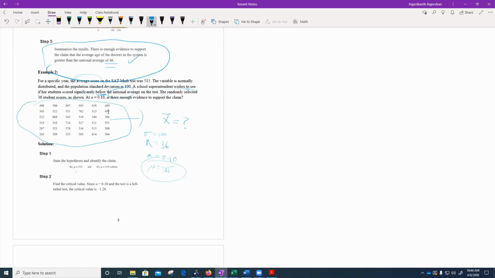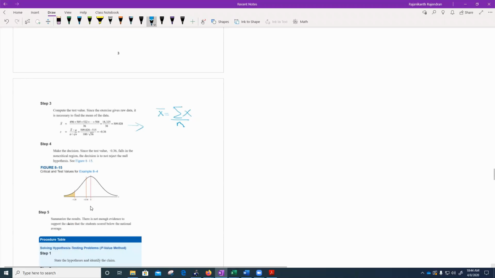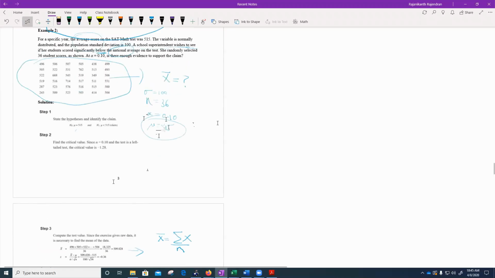Therefore, my hypothesis is now less than because of below, right? So this is going to be what kind of test now? If you see the less than sign, it's going to be a left tail test, right? So we have a left tail test. If you look at the picture here, we have the left tail. Right now, this area is going to be alpha, which is 0.01. Is that 0.01? No, 0.1, right? Yeah, alpha is 0.1.